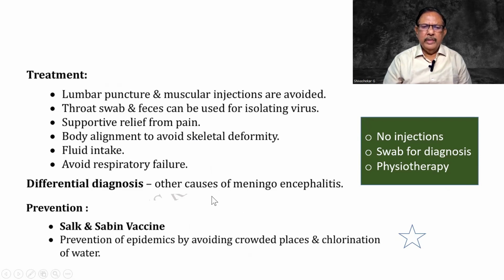And for the differential diagnosis, differential means the other causes can be meningoencephalitis due to other organisms. The prevention is by means of the vaccines, Salk or Sabin's vaccine. So this is very important, and you people will be aware of the polio eradication program. And there should be no epidemics, and that can be avoided by avoiding crowded places and fluoridation of the water. So this is a very important topic, kindly learn it by heart.